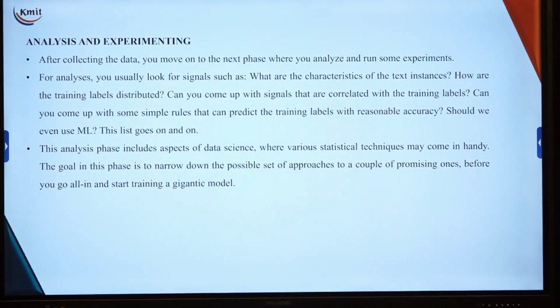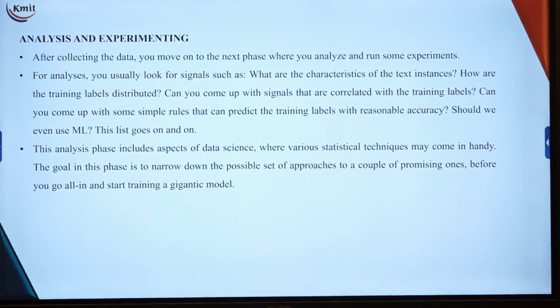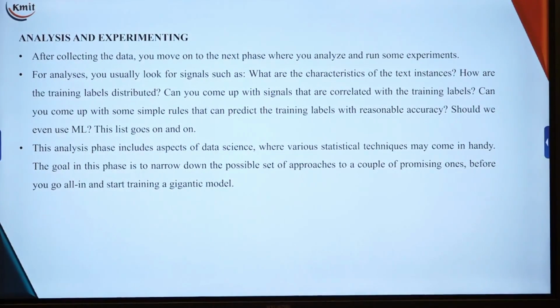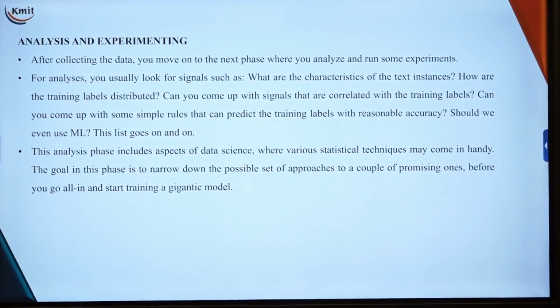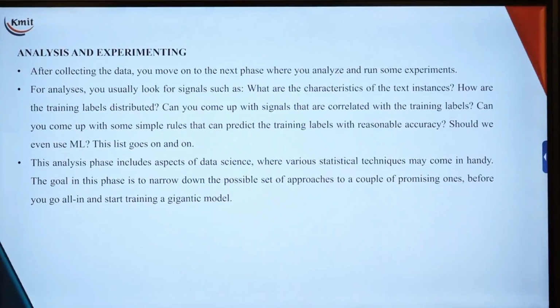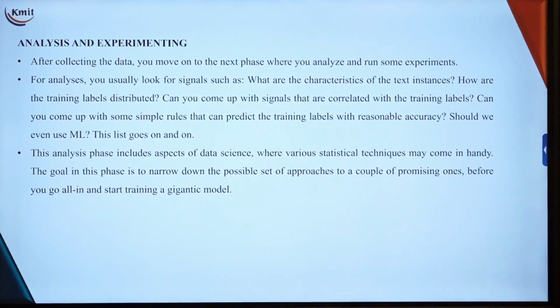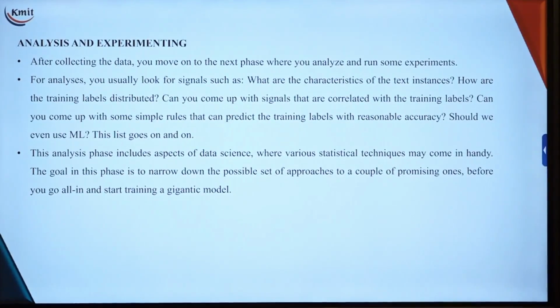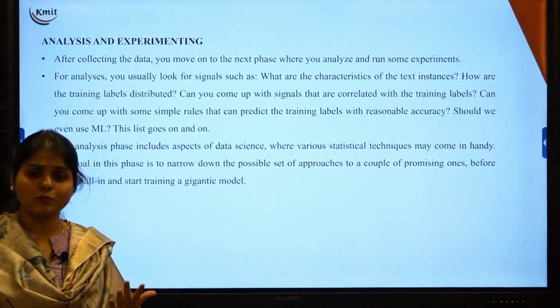The second step is, once you collect the data, we have to analyze the data and experiment on it. This is the next phase to run all our NLP tasks. When I talk about analysis, we have to think about a few points. The first thing is, what are the characteristics of the text? How are the training labels distributed? How can we correlate the training labels? How can we come up with rules that can predict the training labels to get the desired accuracy? Should we use a machine learning model, or do I have to go for a deep learning model depending upon the requirement or the problem statement?